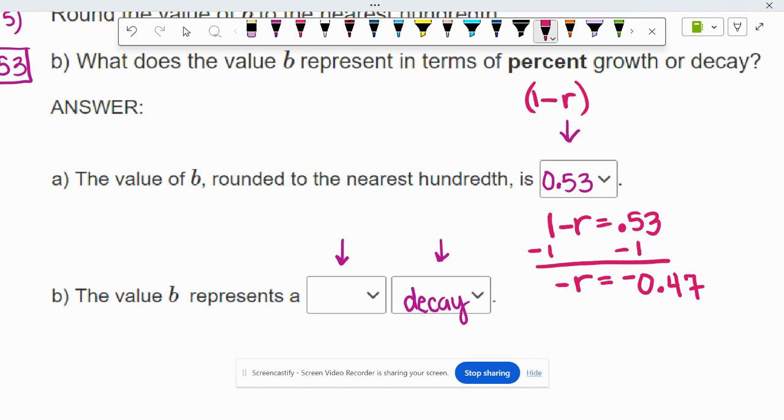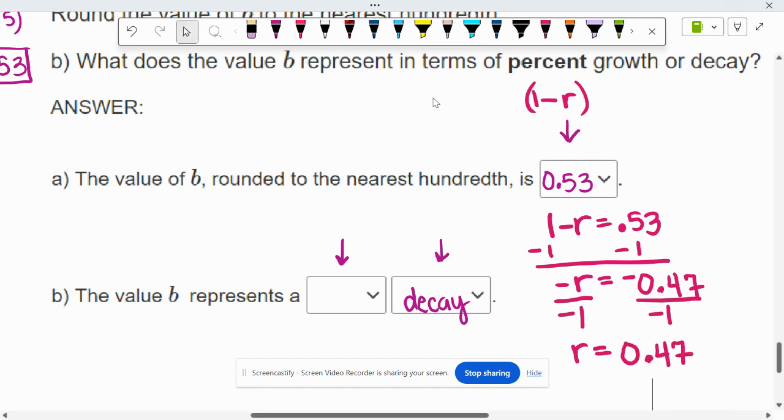So I want positive R. How do I take that negative R and turn it into a positive R? What do you think, Seamus? What do I divide everything by to get rid of that negative in front of my R? Yeah, we're going to divide by negative 1. Negative R divided by negative 1 gives me positive R. And negative 0.47 divided by negative 1 gives me a positive 0.47.